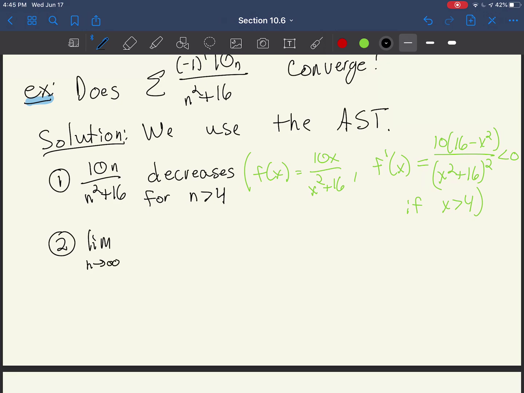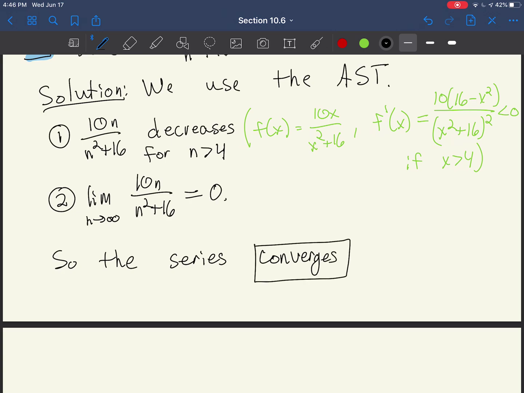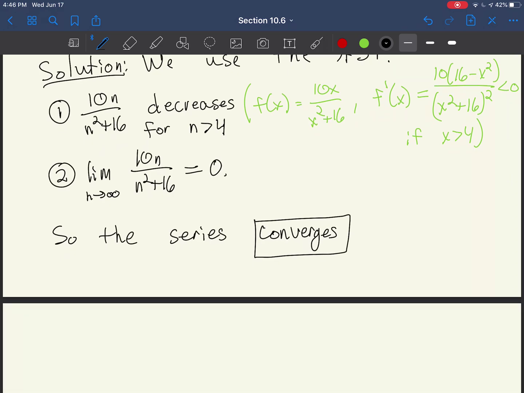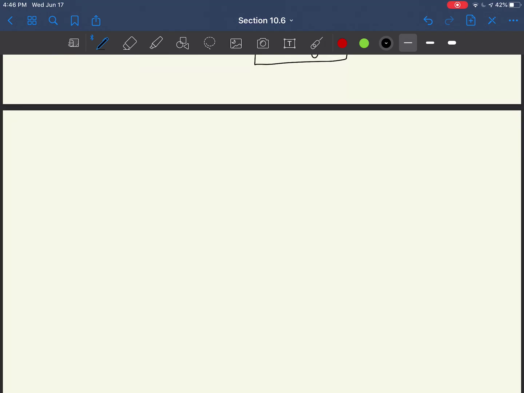And 2, we have the limit as n goes to infinity of 10n over n squared plus 16. This equals 0. So the series converges. That's the alternating series test, done. But let's add some more information to this section, because that's kind of a short section.